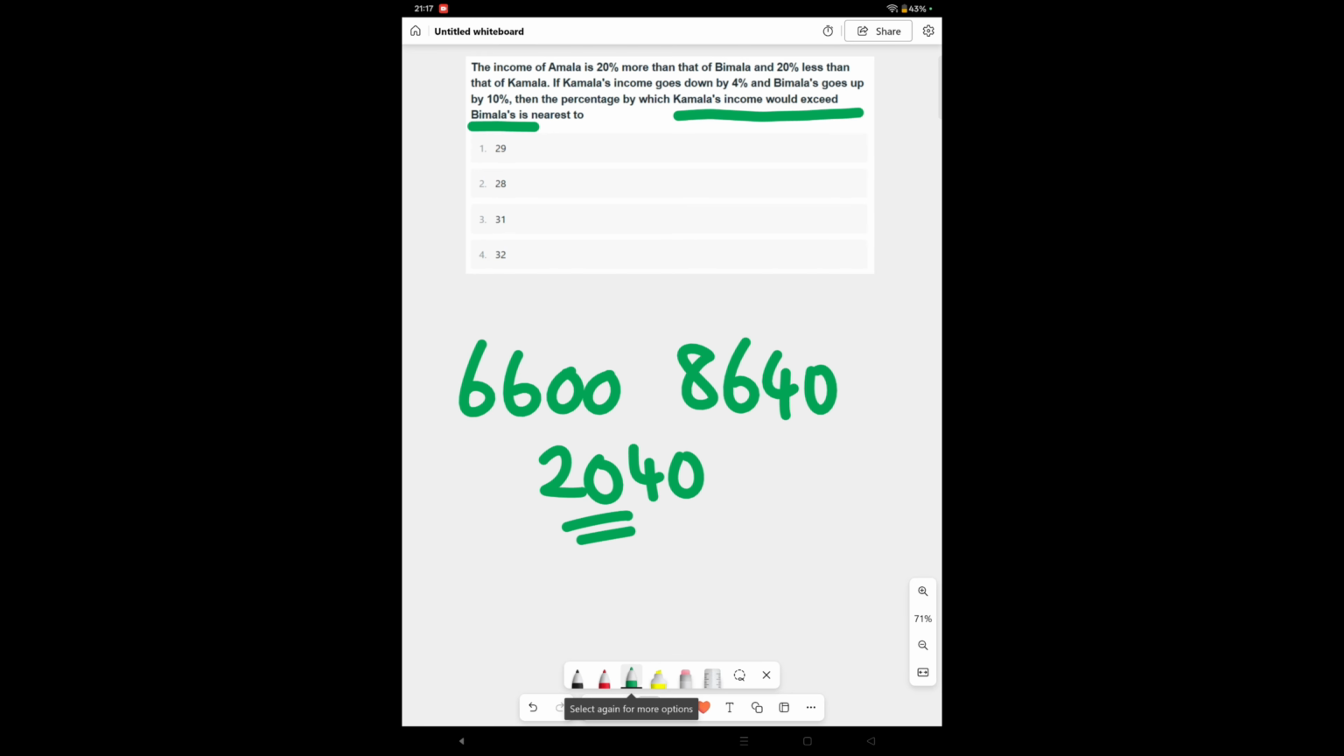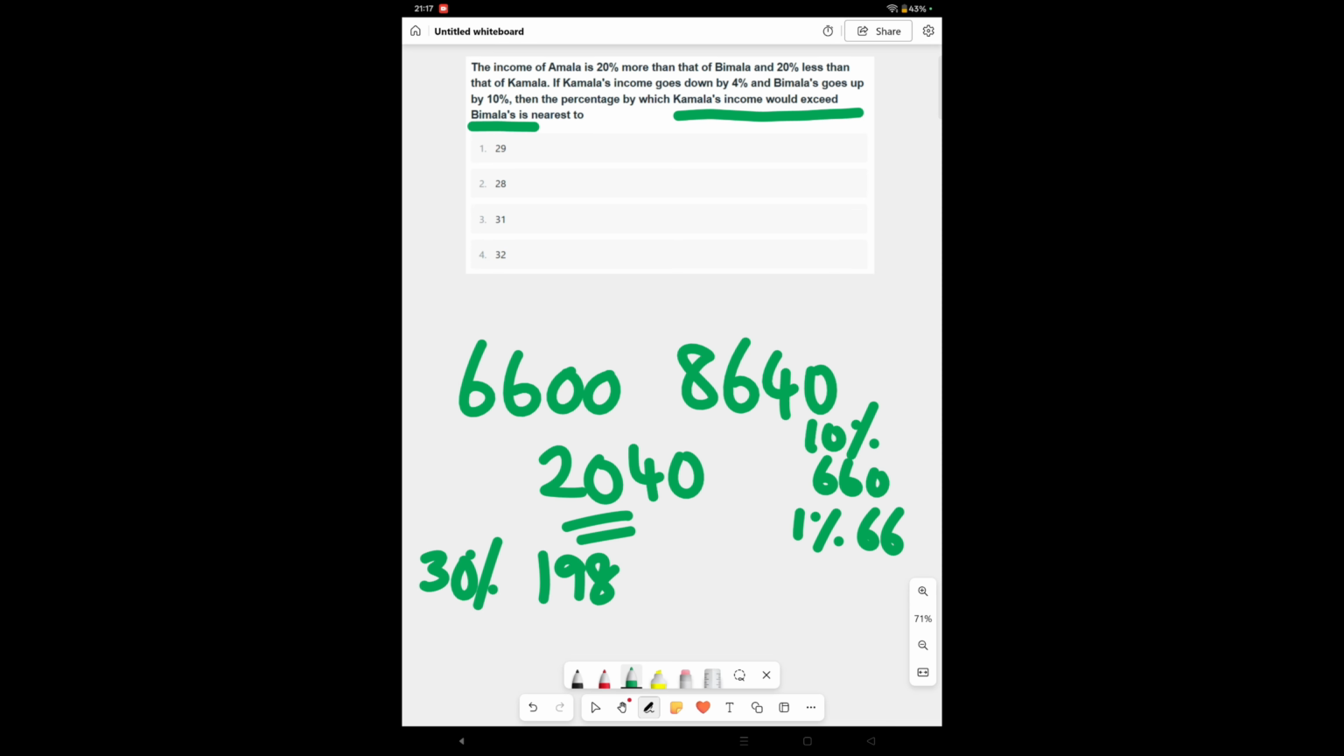So previously we found 10% is 660, 1% is 66. So try to find this 2,040 with these deductions. So 30% is 1,980. If you add 1%, which is 66, you will actually get 2,046, which is very close. So the answer should be 31.